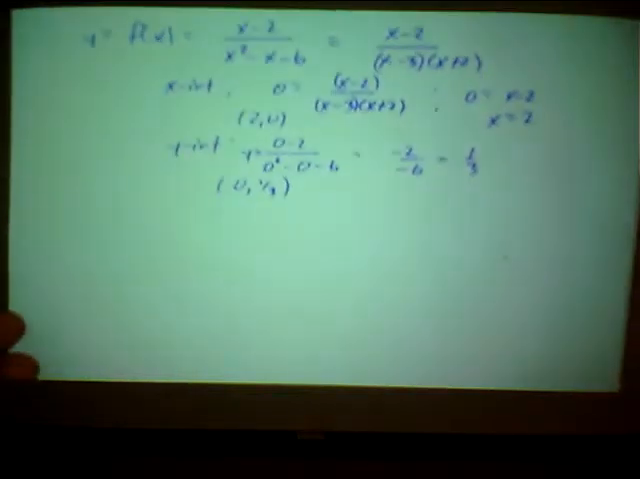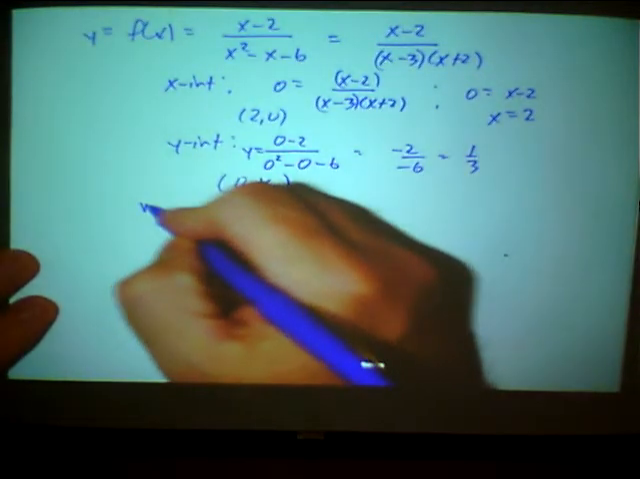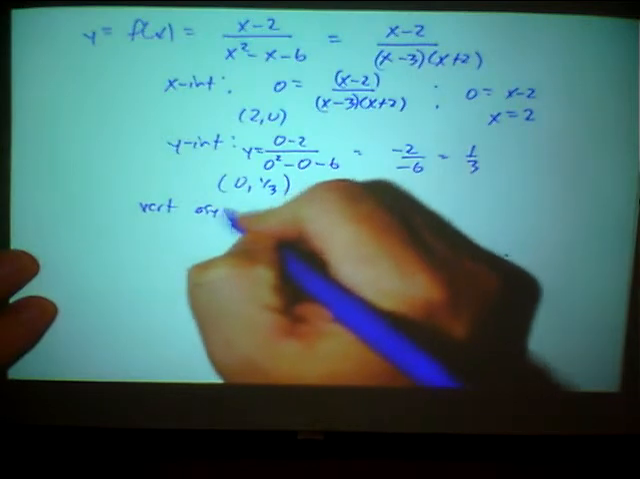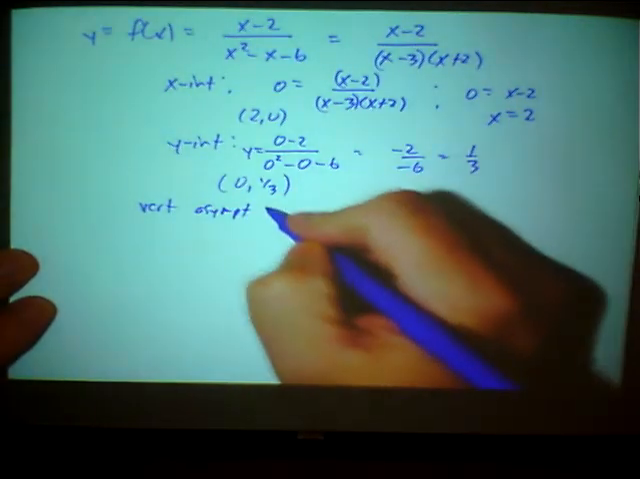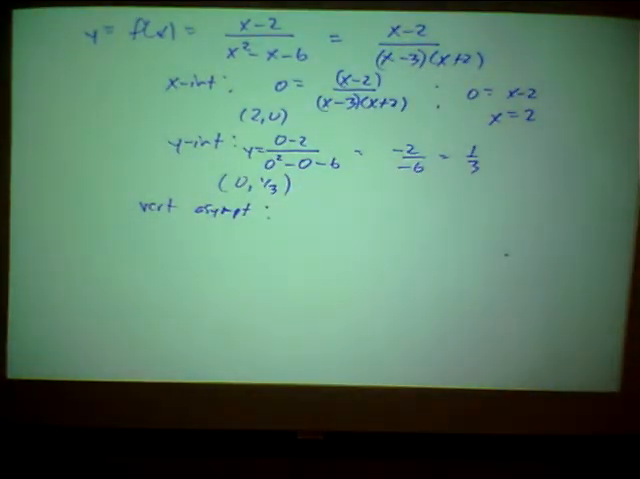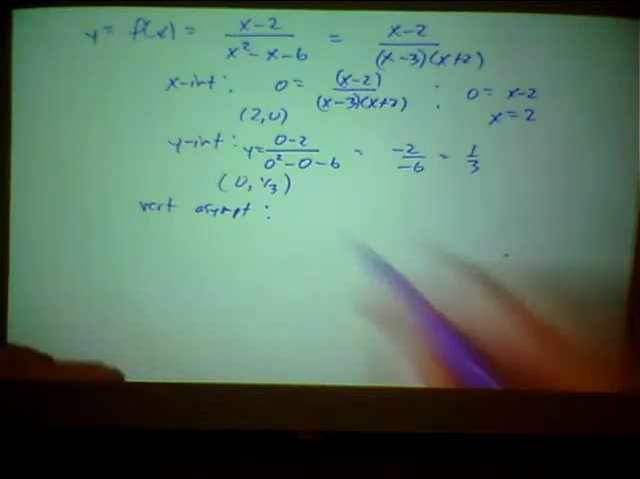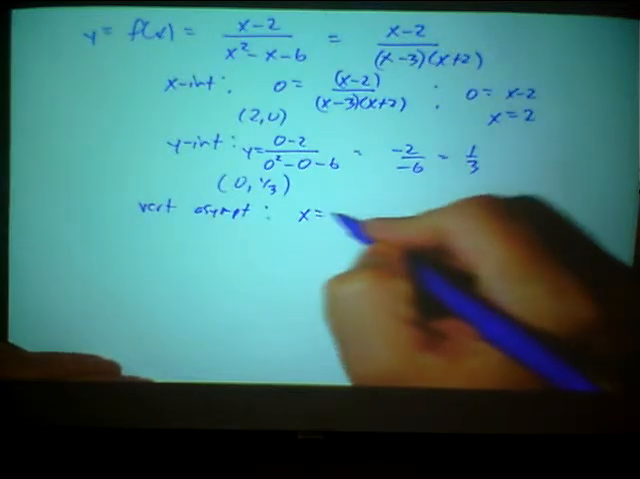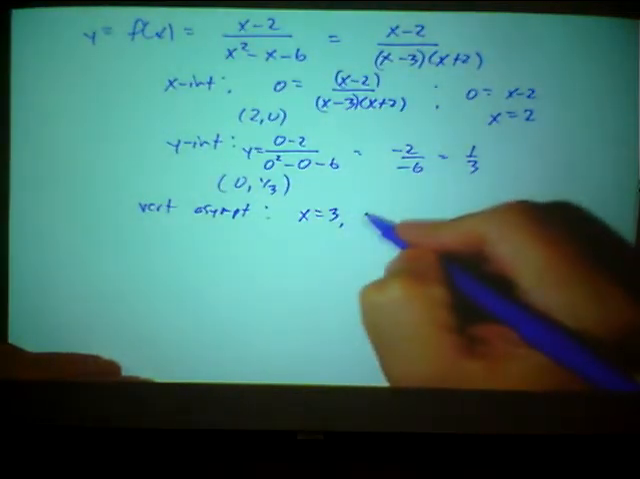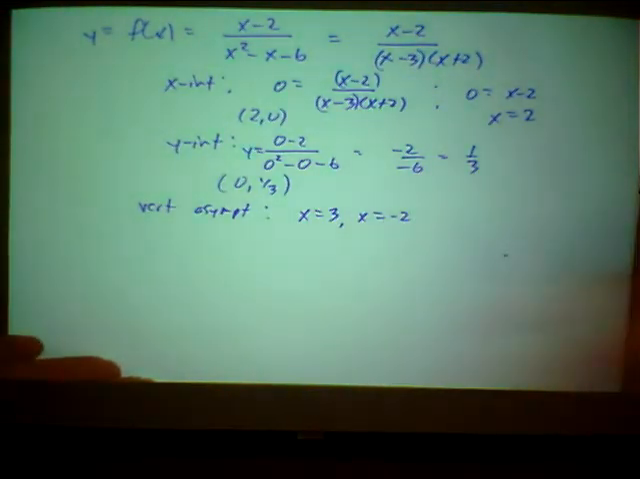Now let's do our asymptotes. How about the vertical asymptotes? Once again, I look at my denominator and see what values of x would cause the denominator to be 0. And I actually have two asymptotes, x equals 3 and x equals negative 2.